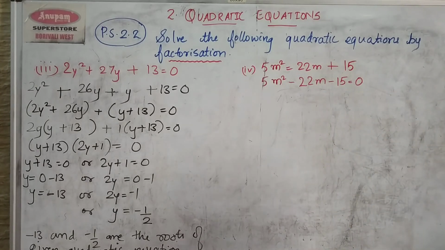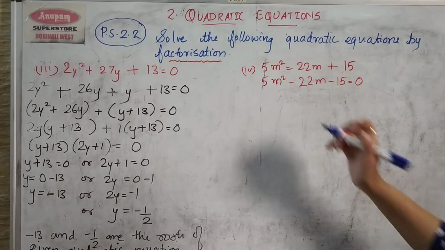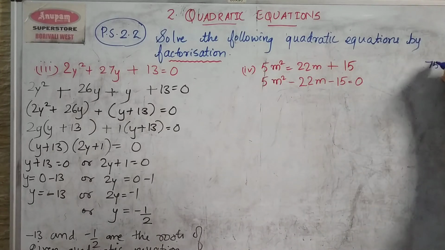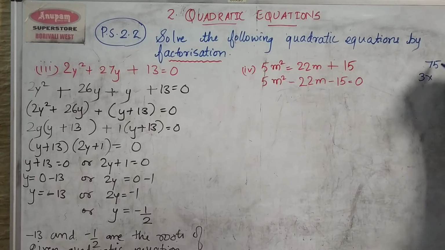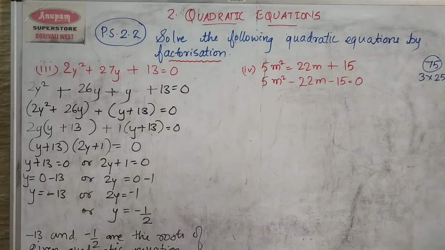Now we have to find out the product of the first and the third number. Here 5 into 15 will be 75. So I want two such numbers whose product is 75 and whose addition or subtraction will give me 22. Now how do I do this, children? See, if 75 comes in 2's table, no. In 3's table, yes. 3 into what will give you 75? 3 2's are 6 and 3 5's are 15.